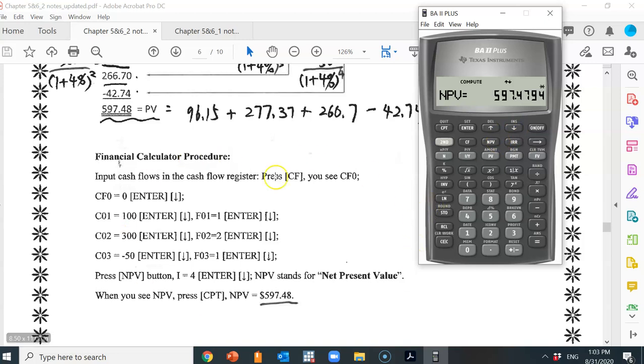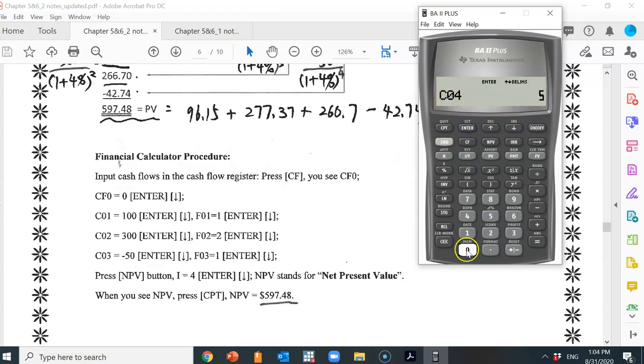Okay, all the procedures are here. An alternative way to input cash flows is to input all the frequencies as 1. For example, cash flow 100, frequency 1. But for this second cash flow 300, if you want to keep its frequency as 1, enter. Then when you go to cash flow 3, you have to input 300 again. Enter, down button. Frequency 1, down button.